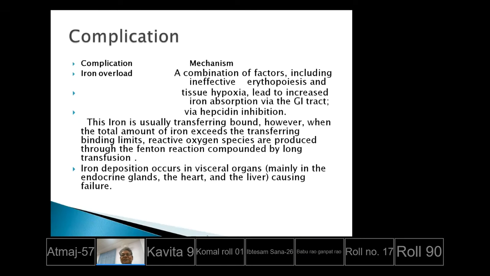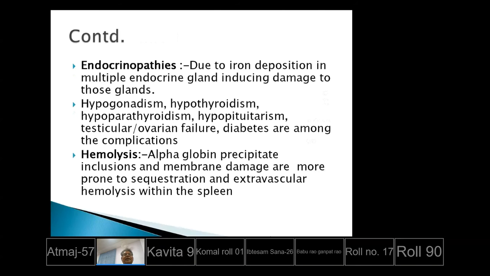Iron deposition occurs in visceral organs, mainly in the endocrine glands, heart and liver, causing failure. Endocrinopathy due to iron deposition in multiple endocrine glands, inducing damage to these glands. Hypogonadism, hypothyroidism, hypoparathyroidism, hypopituitarism, testicular and ovarian failure, and diabetes are among the complications. These are all due to the iron deposition. All these endocrine organs are damaged.